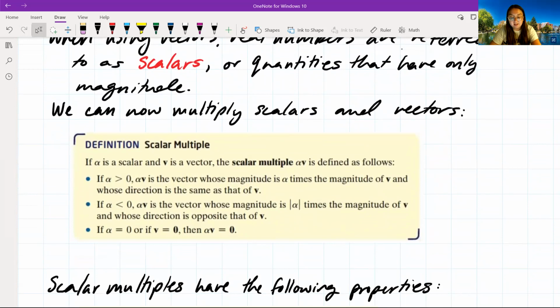So the definition of a scalar multiple is that if alpha is a scalar and v is a vector, the scalar multiple of alpha times v is defined as follows. If alpha is greater than 0, alpha times v is the vector whose magnitude is alpha times the magnitude of v and whose direction is the same as that of v. If alpha is less than 0, alpha times v is the vector whose magnitude is the absolute value of alpha times the magnitude of v and whose direction is opposite of that of v. Then if alpha is equal to 0 or if v is equal to 0, then alpha times v is equal to 0 as well.